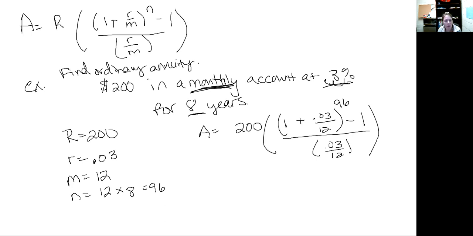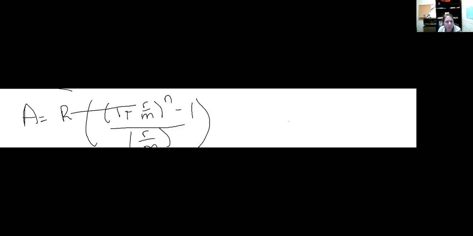And again, your calculator may look a little different. I've not used this calculator before. So we're going to do 0.03 and divide it by 12. Okay. And that gives you 0.0025. And then I'm going to add the 1 to it, and you get 1.0025. Okay.